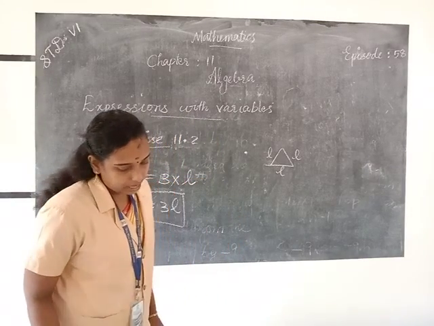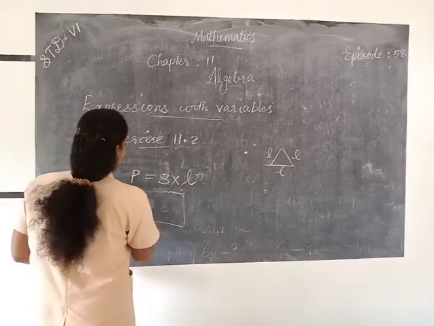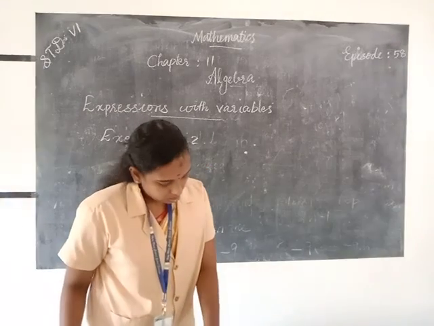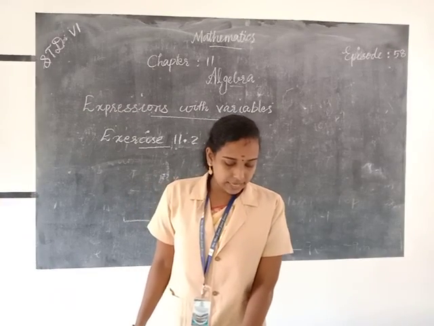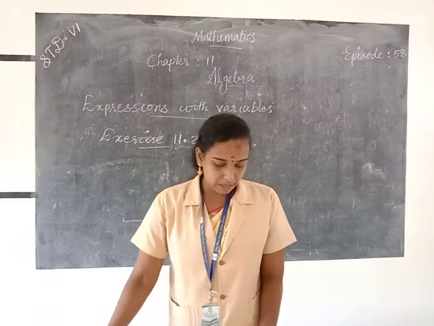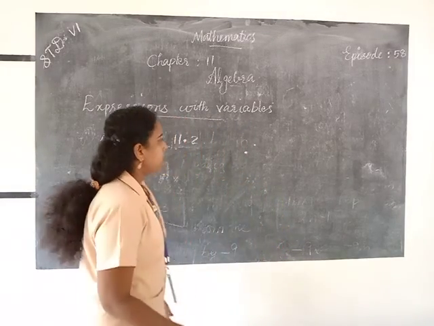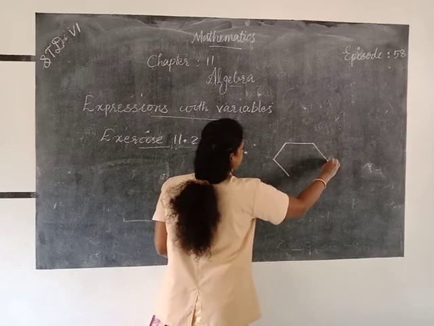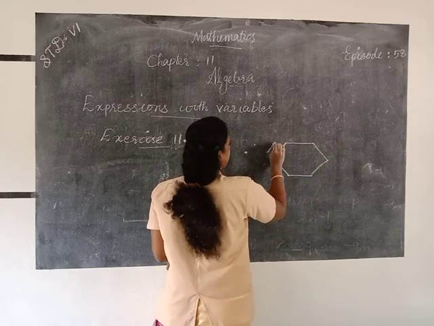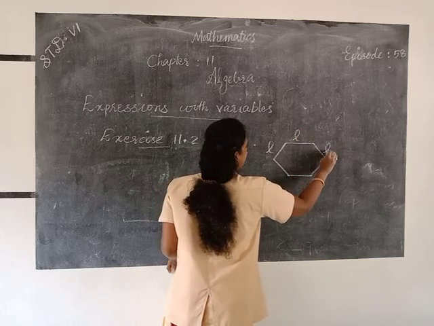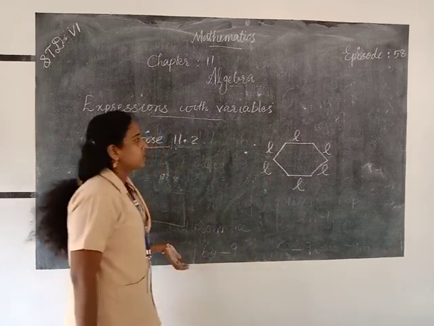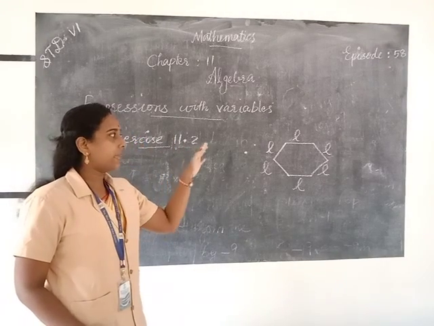Then the next question: the side of a regular hexagon is denoted by L. Express the perimeter of the hexagon using L. Hexagon means a figure with 6 sides, and regular hexagon means all sides of the hexagon are of equal length. So all sides are of length L.